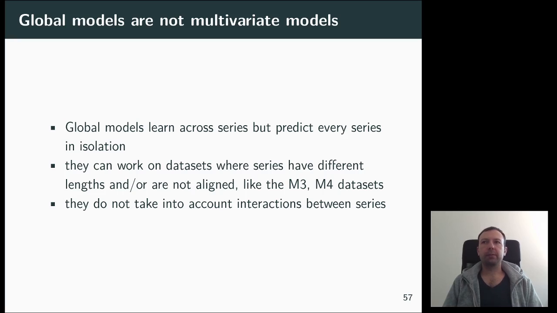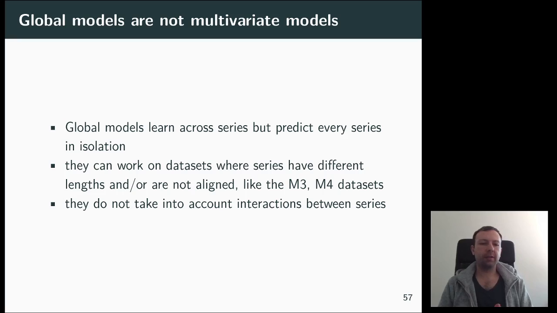Another important point I want to point out is that global models are not multivariate models. So very often when I talk about global models, people then say, oh yeah, sure, so it's a multivariate model, right? And I say, no, it's something else, because a global model learns across the series, but then it predicts every series in isolation.